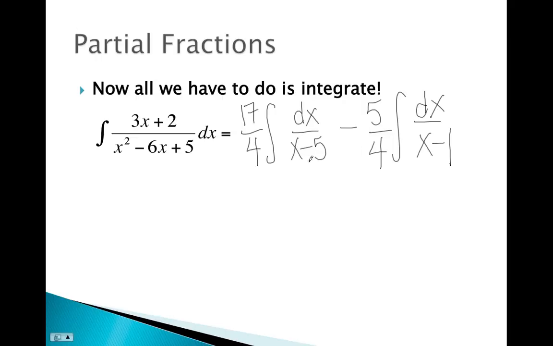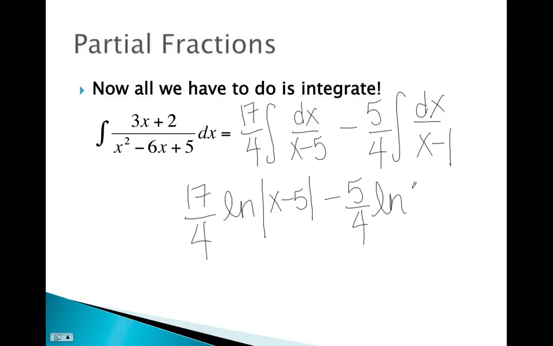Now the integration is easy. 17/4. The integral of dx over x minus 5 is just the natural log of the absolute value of x minus 5, minus 5/4. The integral of this is also a natural log, times the natural log of the absolute value of x minus 1, plus C. If you need a minute to digest what I just did here, please do that. Please understand the rewrite. I did it so quickly because this is the same expression that we just split a second ago. And I split it into the difference, in this case, of two integrals. It's subtraction because the second constant came out to be negative.